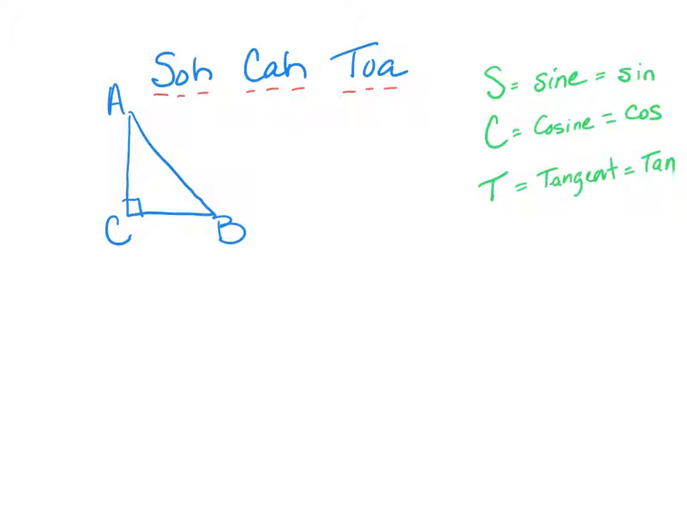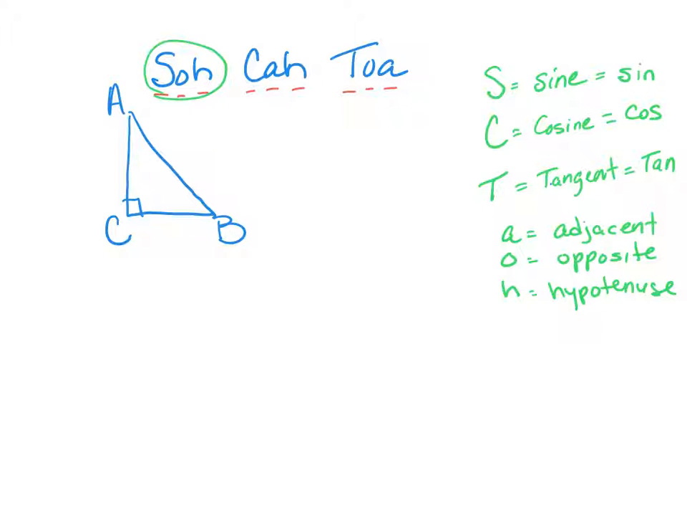Now the little letters are A, O, and H. A is adjacent. O is opposite. And H is hypotenuse. Okay? So the formulas go like this. Sine of the angle equals opposite over hypotenuse. Cosine of the angle equals adjacent over hypotenuse.